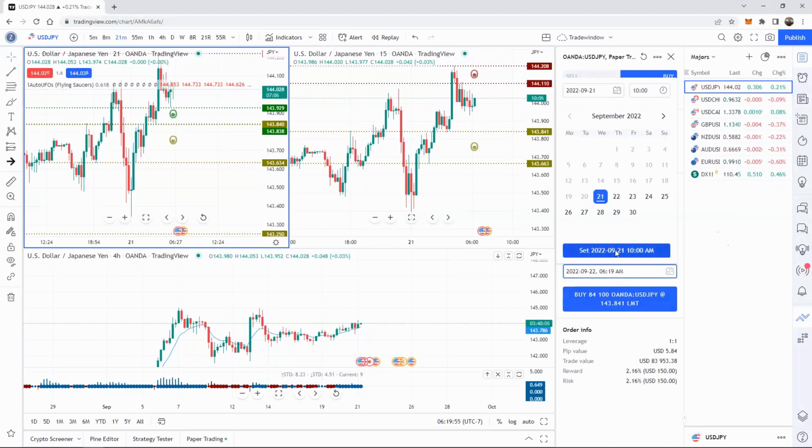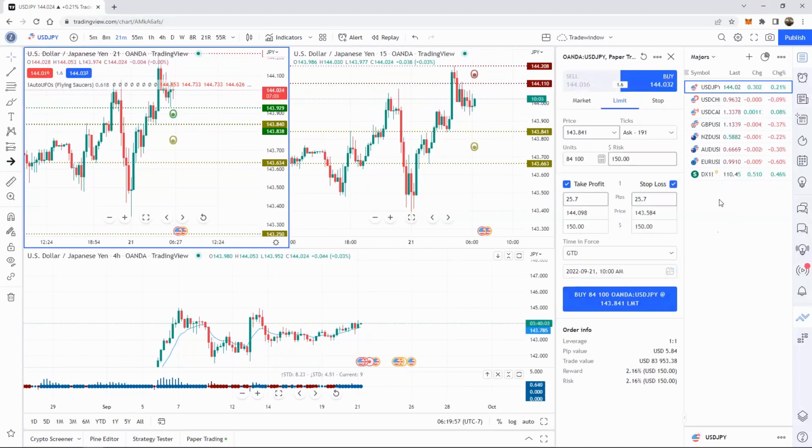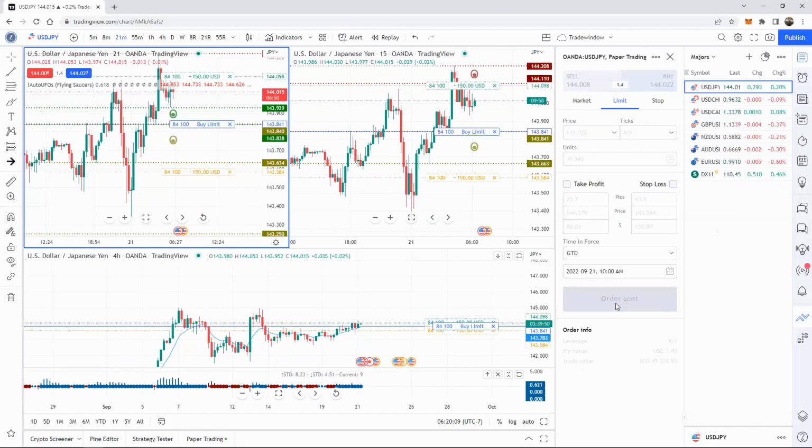And we're going to go and set that. So that means if this does not execute by that time, this will automatically close, so we don't have to keep looking at it the whole time. All right. I'm going to go ahead and buy that first leg there.